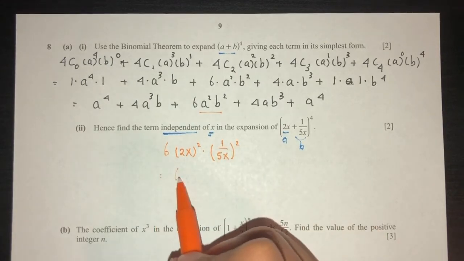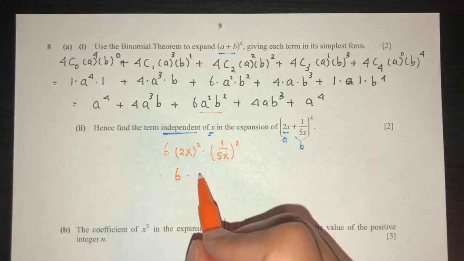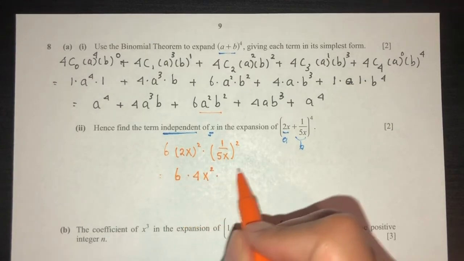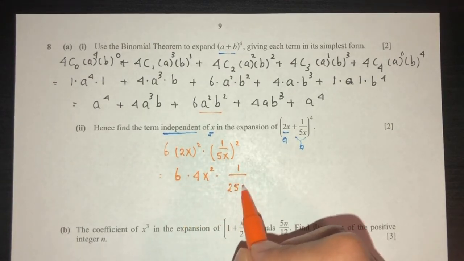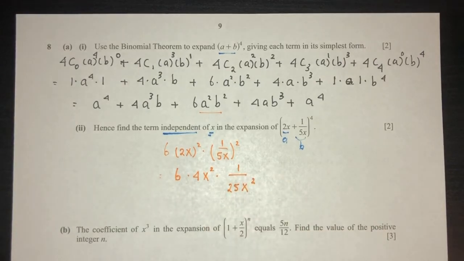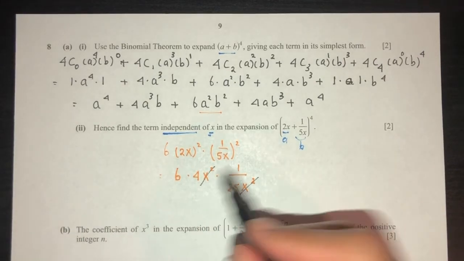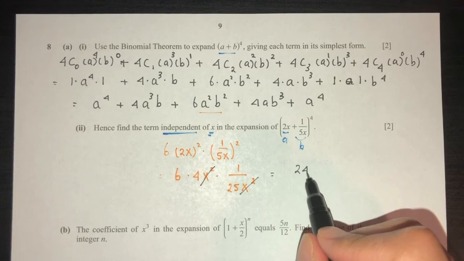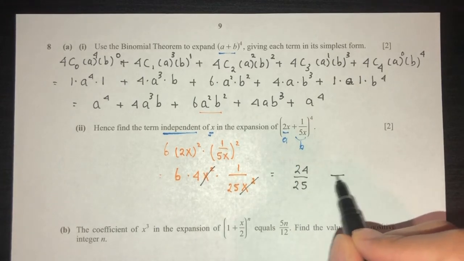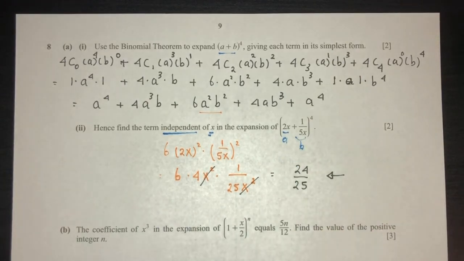This will be 6 times 4x squared times 1 over 25x squared. Observe that these two will cancel out. So you have 24 over 25 as your term independent of x. So this is your answer for part a.